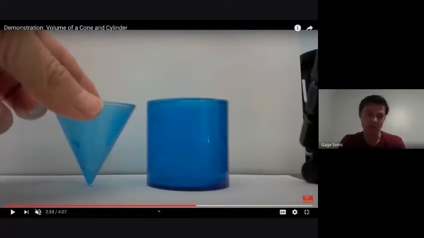This line right here is not the height. Height of a cone is measured from the tip right here to the center of the base, or the top, depending on how it's oriented. Anyway, these two shapes have the same height and the same radius.